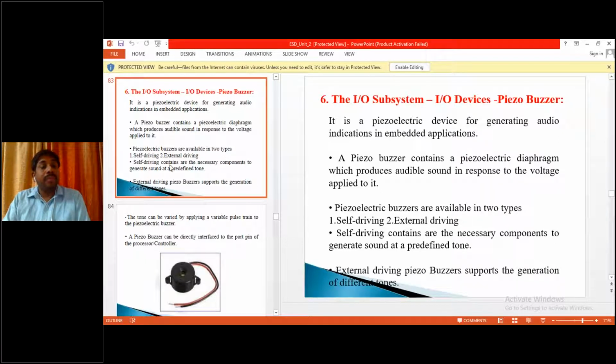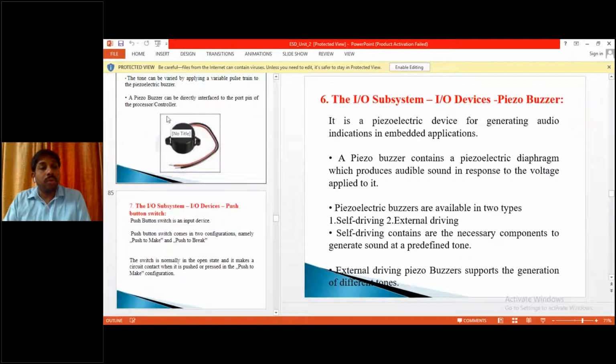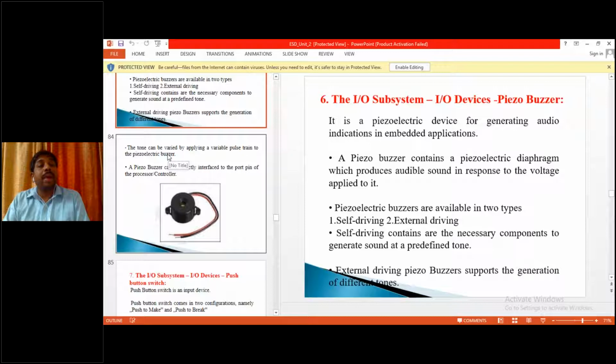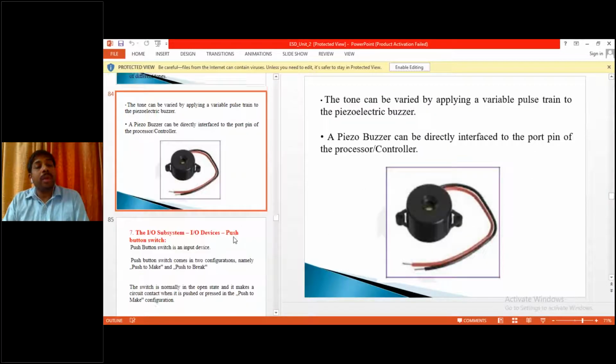Self-driving means they generate a predefined note. External driving means they generate tones of different frequencies. They generate different tones, and these different tones can be generated by applying a variable pulse train to the piezoelectric buzzer. And this piezo buzzer can be directly interfaced to the port pin of your microcontroller.